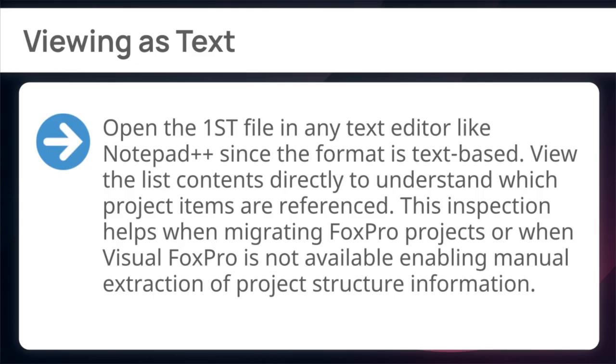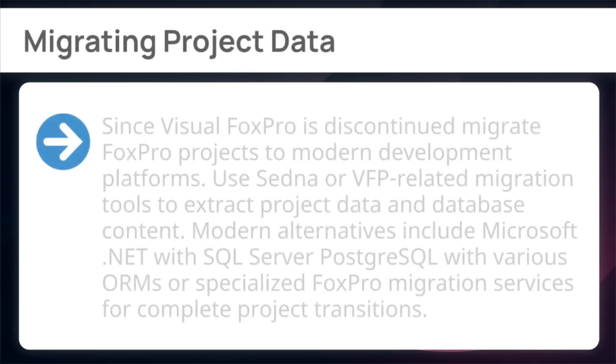Next, viewing as text. Open the first file in any text editor like Notepad++ since the format is text-based. View the list contents directly to understand which project items are referenced. This inspection helps when migrating FoxPro projects, or when Visual FoxPro is not available, enabling manual extraction of project structure information.